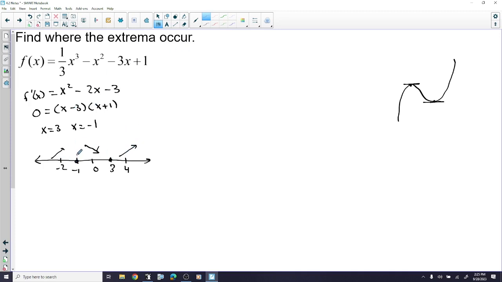Find where the extrema are. Well, this now is a local maximum. Local max at x equals -1. And this is a local minimum because the first derivative changes from negative to positive. So local minimum at x equals 3.